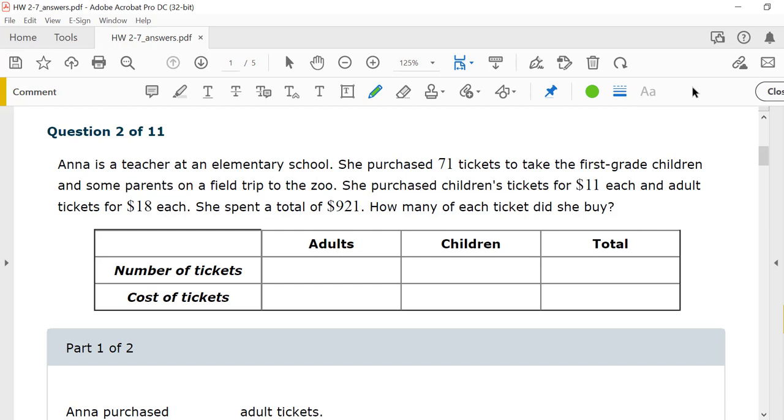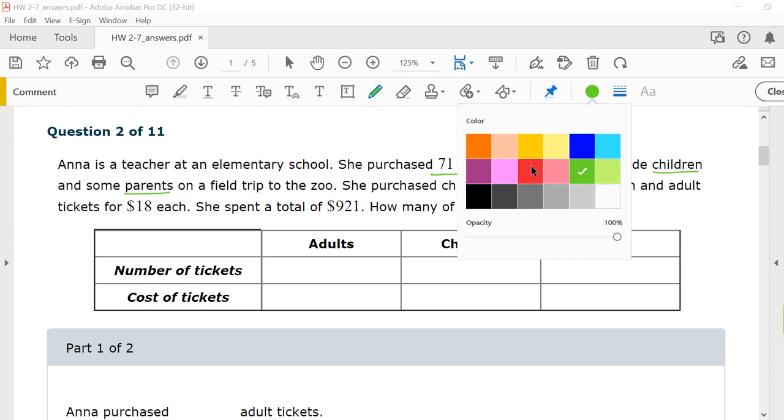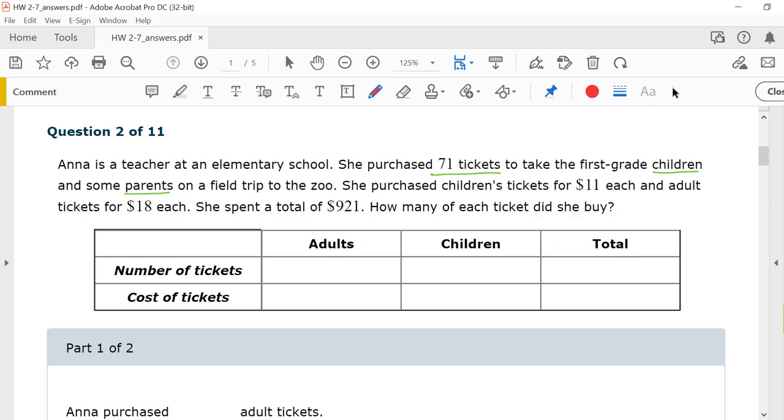Okay, let's go circle the important information. 71 tickets. Some for children, some for parents. Okay, the next bit of information is money. She purchased children tickets for $11 each, adult tickets for $18 each, and spent a total of $921. Okay, looking at the table, the red looks the easiest to fill out. So total cost of tickets was $921. Adult tickets were $18 each, and kid tickets were $11 each.